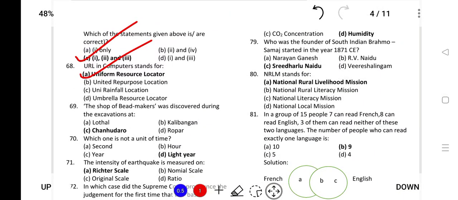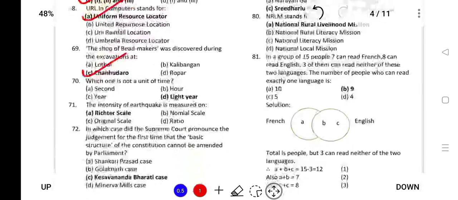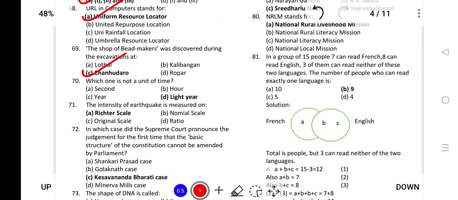The shop of the bead maker was discovered at Chanhudaro and Lothal. Lothal was a port. Next, the unit of time is a light year, the distance traveled by light in 1 year. The intensity of an earthquake is measured on the Richter scale.